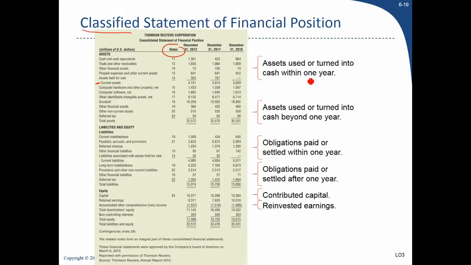What does it mean to be a current asset? Used or turned into cash within 1 year. The opposite, long term, is used or turned into cash beyond 1 year. Liabilities are classified the same way. You'll have current liabilities, and everything below that is implicitly long term. Again, the threshold is within 1 year or after 1 year. And then you have your equity. And notice, of course, that the assets are equivalent to the liabilities and equity.